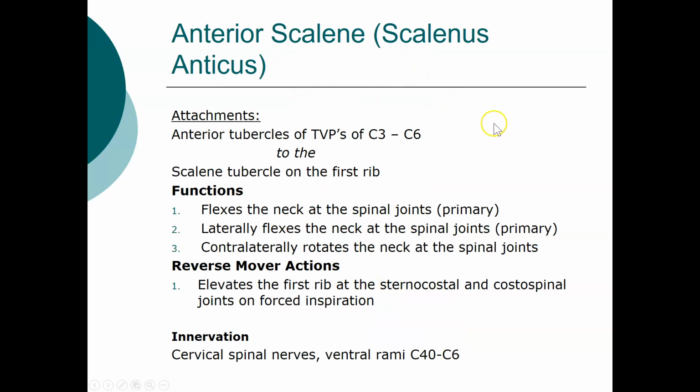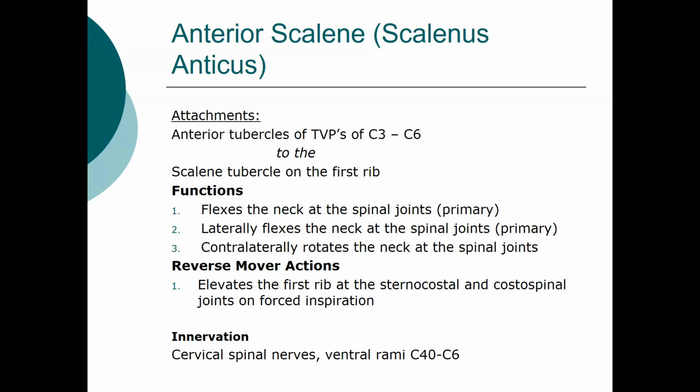The next one is the anterior scalene, or scalenus anticus. It runs from the anterior tubercles of the transverse processes of C3 to C6 to the scalene tubercle on the first rib. That means that the anterior and middle find attachment on the first rib, and posterior finds attachment on the second rib. I am going to get picky about anterior and posterior tubercles, because you can palpate those tubercles, and it's a big difference as to what you're working on when you're working on a patient.